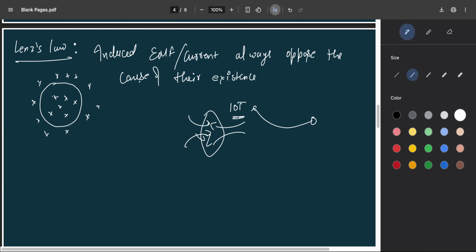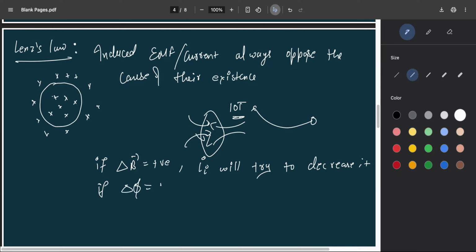Look, it is going to oppose the cause of existence. What does this mean? If the change in magnetic flux is positive, which means an increase, then the induced current will try to decrease it. If the change in magnetic flux is negative, it will try to increase it.